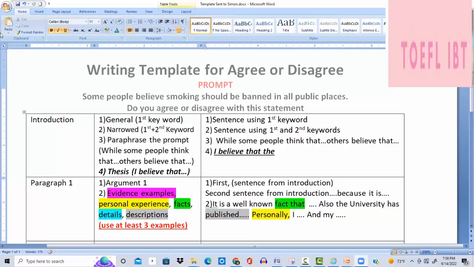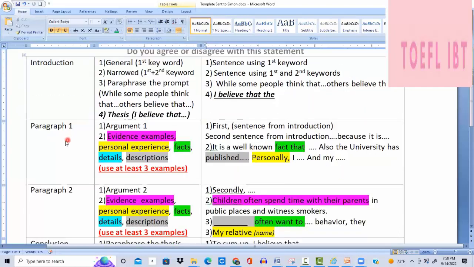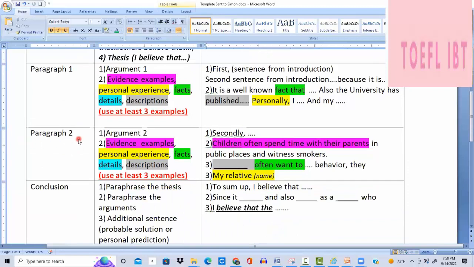So when you're writing your essay, there are 4 key parts. There are 4 key parts to writing your essay. And those parts are the introduction, paragraph 1, paragraph 2, and the conclusion.